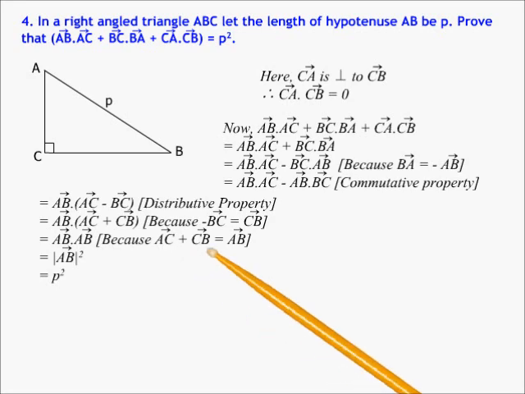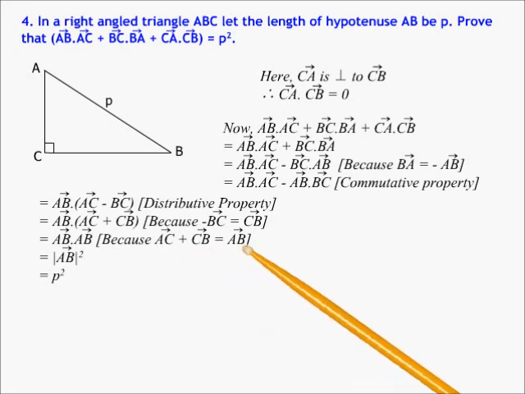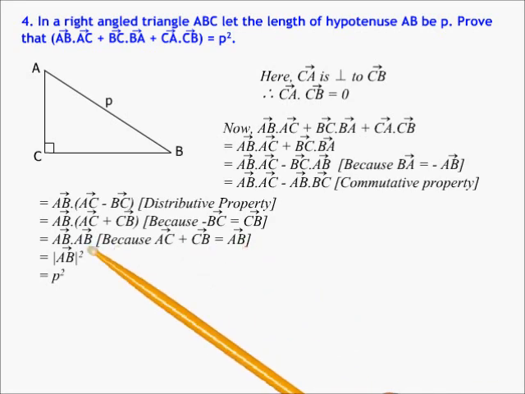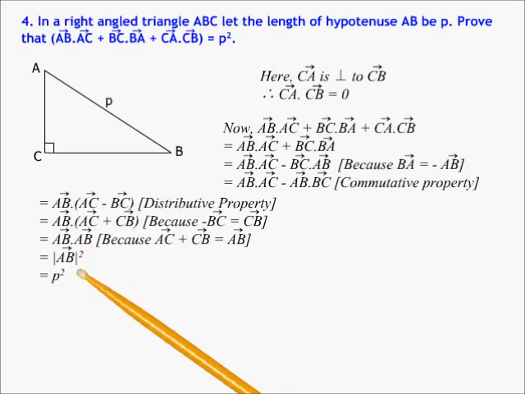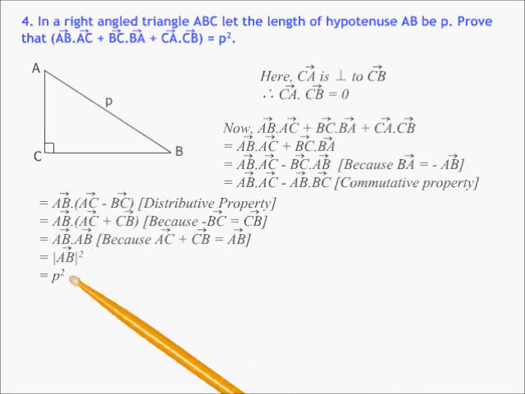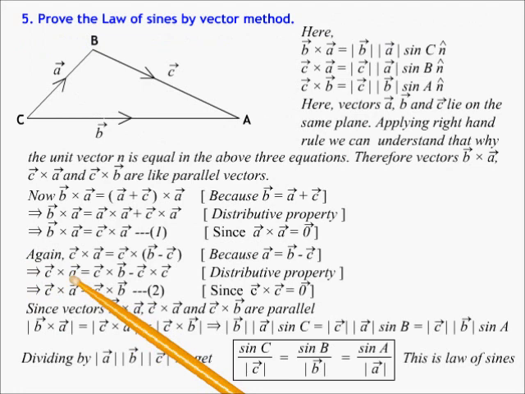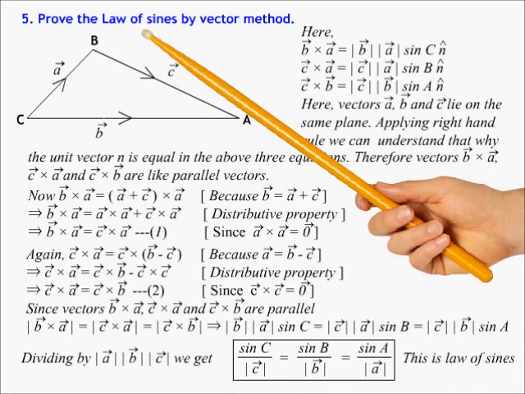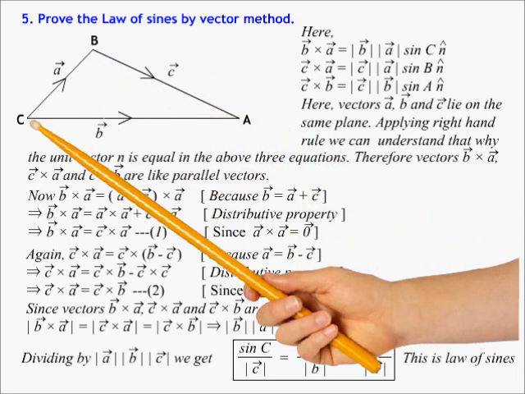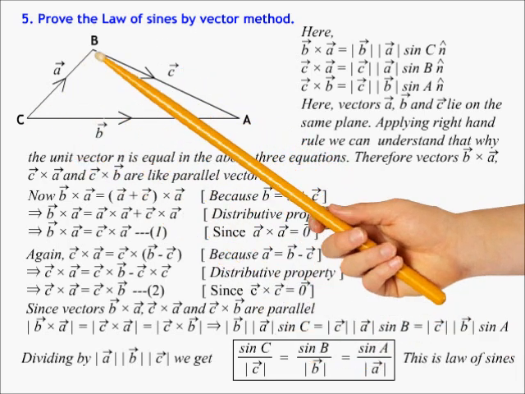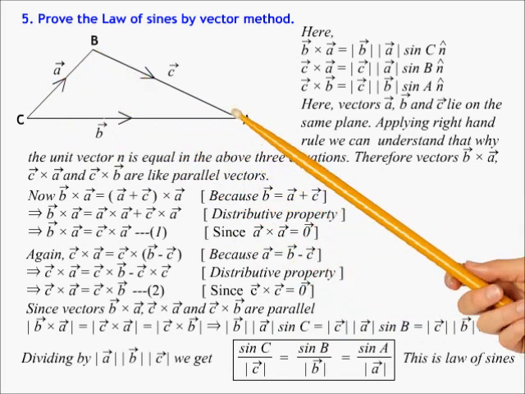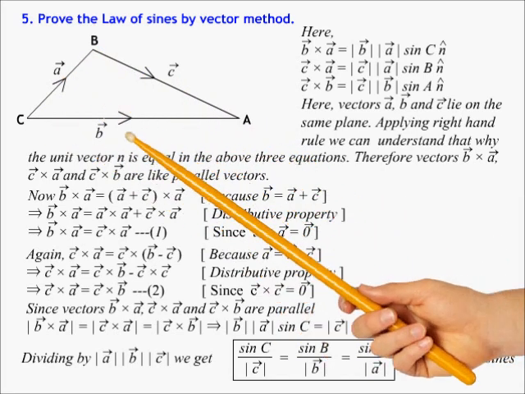But AC plus CB is equal to AB. So it is AB dot AB, which means mod AB square, which is equal to P square. In the next problem, we prove the law of sines by vector method. For this purpose, we draw the triangle ABC like this. Here CB equal to a, BA equal to c, and CA equal to b.